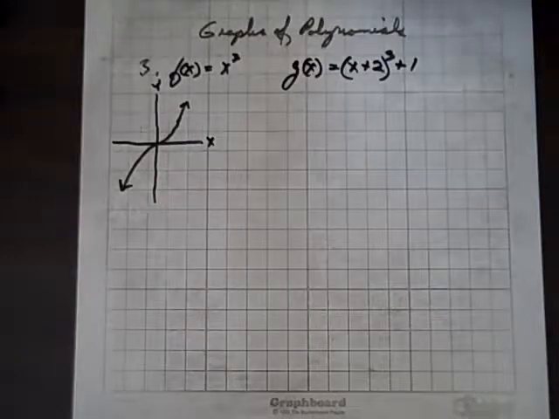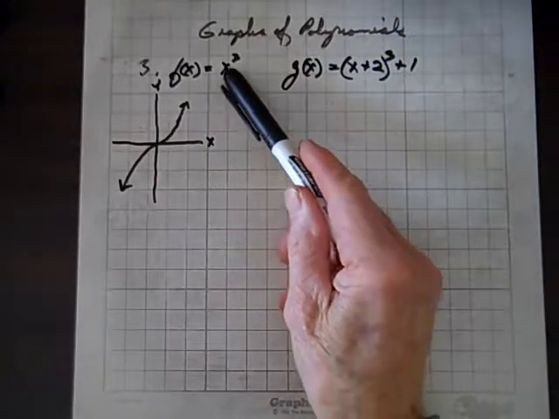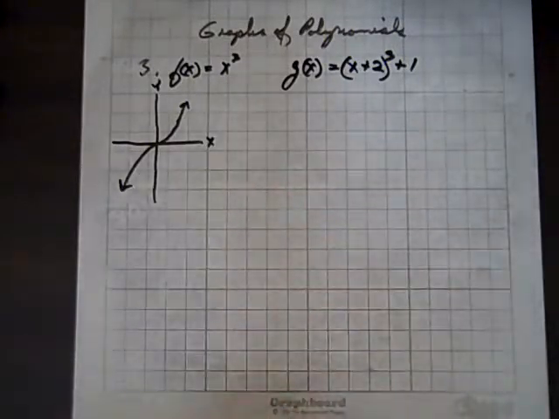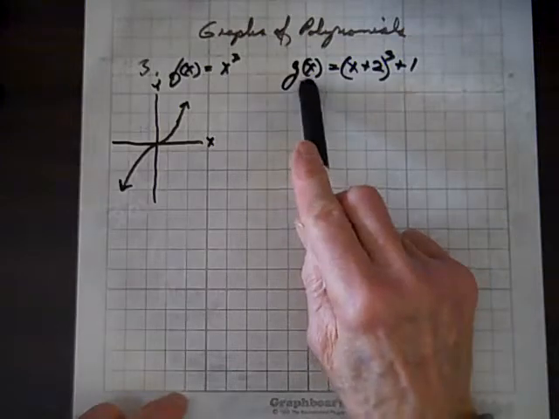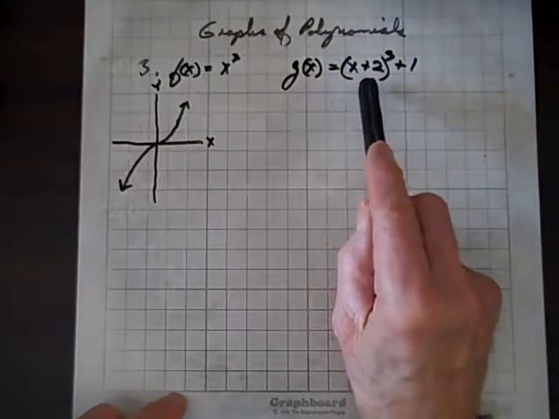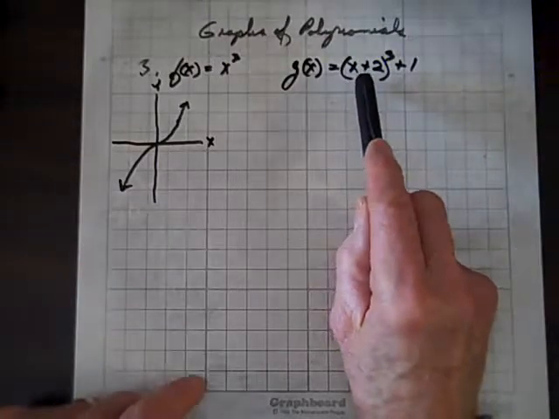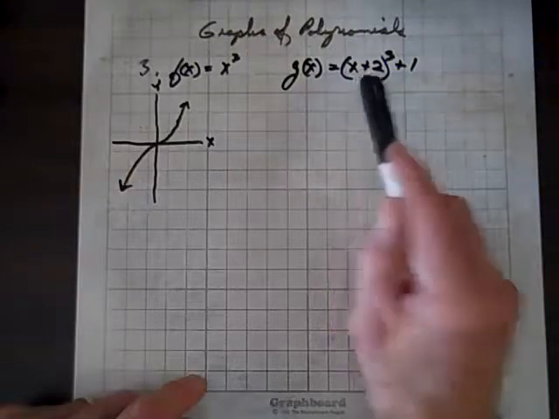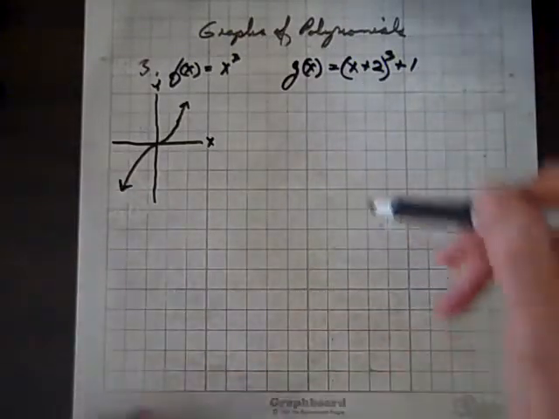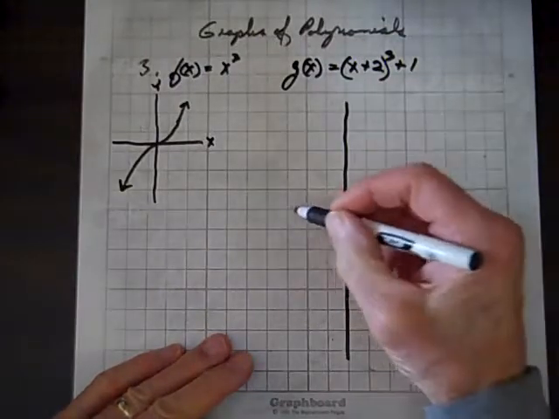Okay, we have one more graph to do. And we know what the graph of f of x equals x cubed looks like. Here it is. And now we're going to graph g of x. And so we've got a horizontal translation. We're going to go 2 units to the left because what value of x will take this to 0? Negative 2. And we're going to have a vertical translation of 1 unit up.